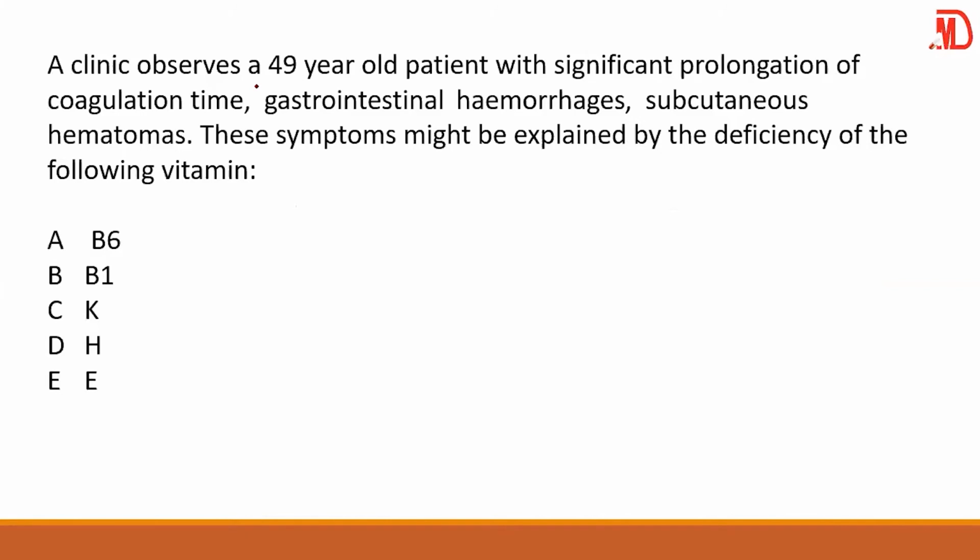A clinic observes a 49-year-old patient with significant prolongation of coagulation time. There is what? Problem with what? Coagulation time. GIT reveals what? Hemorrhages, and there's what? Hematomas. These symptoms might be explained by the deficiency of the following vitamin. Again, which vitamins are involved in coagulation? And your answer is what?